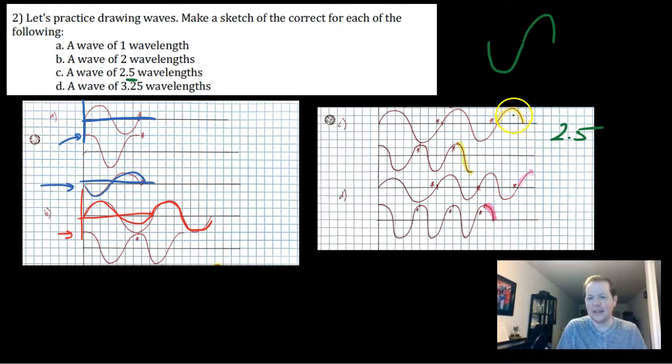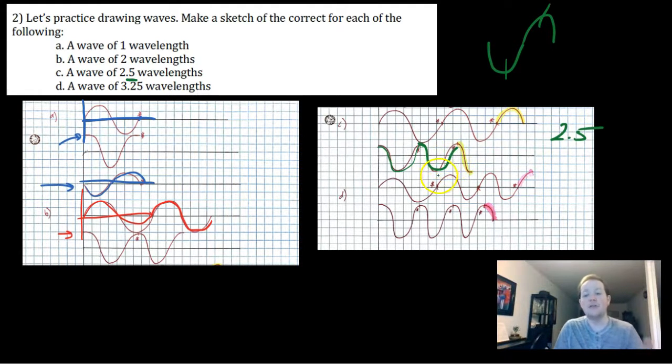So I also have these extra little crests. If you went crest to crest, again, you go crest to crest 1, crest to crest 2. This one's a little weird. The crest to the trough, that's also half of a wavelength. So this could work as well.